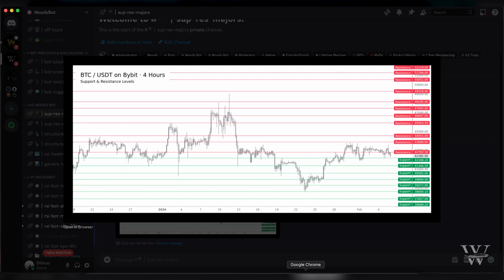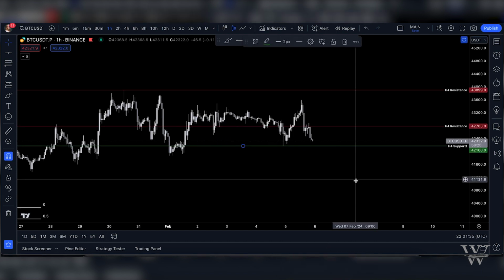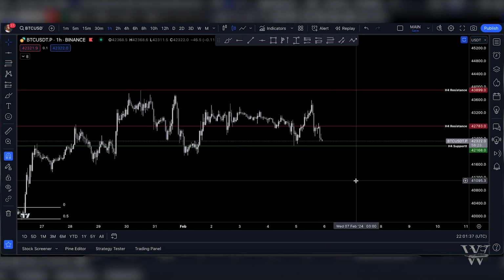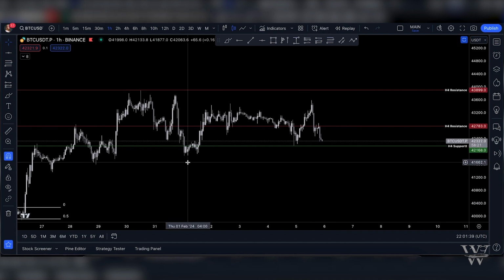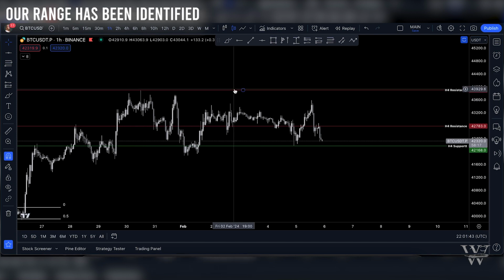And you have a support at 42,168. Okay, so you can see here, even with our WoodsBot levels, you can see the range that we're operating inside, right? It's a little bit different given the wicks and everything, but you have your range high here, denoted by an H4 resistance.